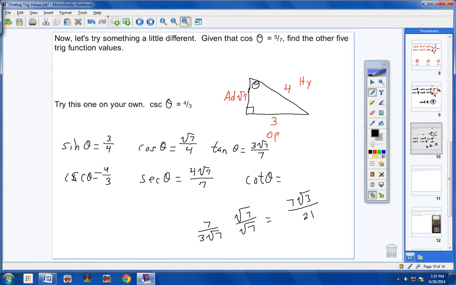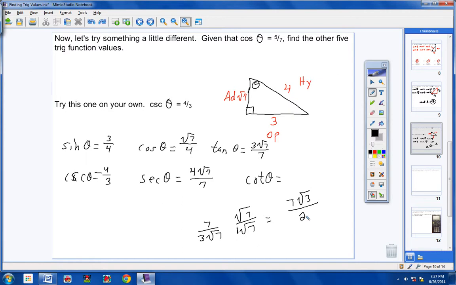Now, where did I get 21? Well, thanks for asking. Let me show you. There's really a 1 right here. So 3 times 1 is 3. 7 times 7 would be the square root of 49. Now, the square root of 49 is really 7. So you really have 3 times 7, which is 21. Okay? So we're going to go ahead and put 21 right here.